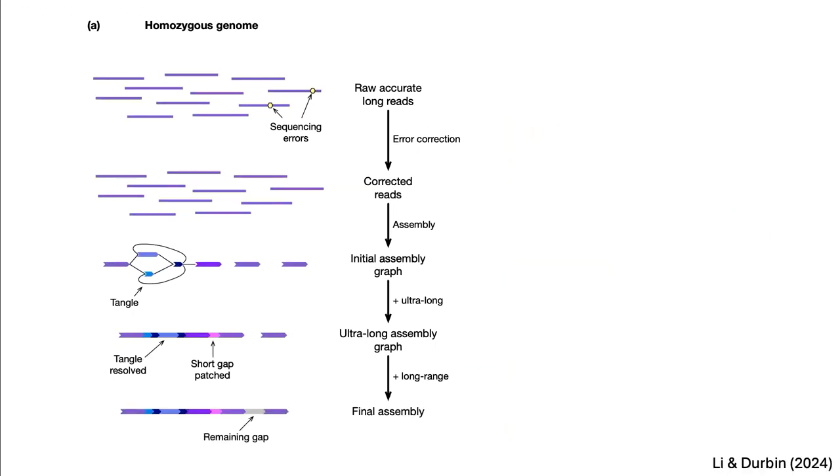And very briefly about the modern assembly process, it generally looks like this. You start with the reads. There can still be sequencing errors on the reads, and so you do the error correction. You correct away the remaining sequencing errors, and you build the initial assembly graph. There may be some tangled regions you cannot really resolve, and some regions where you have gaps, and so you use another type of data called ultra-long reads, and you can do the assembly, and then use the long-range data to fill in the gaps. And this way you can do the assembly.